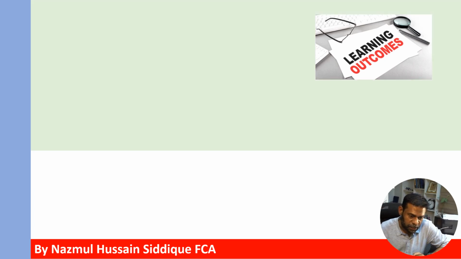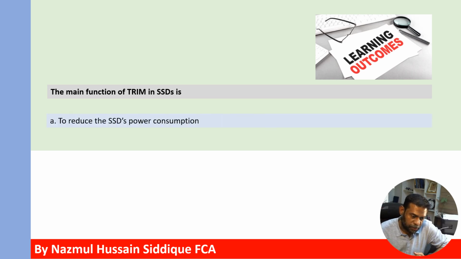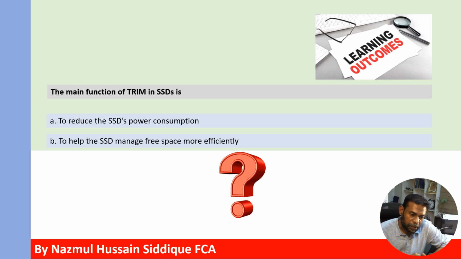The last question of this episode. The main function of TRIM in SSDs is option A, to reduce the SSD's power consumption, or option B, to help the SSD manage free space more efficiently. Which one is the correct answer? The correct answer is B. To help the SSD manage free space more efficiently is the main function of TRIM in SSD.